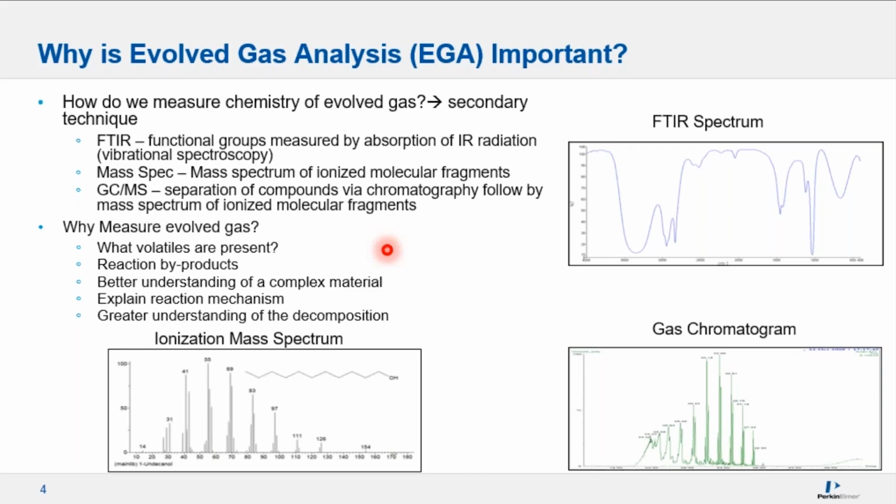So why is it important to measure these evolved gases? We can get several critical pieces of information regarding volatiles off-gassing at different temperatures. We can identify reactions and byproducts. We can identify materials based on simple breakdown molecules, which are subunits of the parent molecule. So all of this information gives us better understanding of complex materials and how they behave under elevated temperatures.